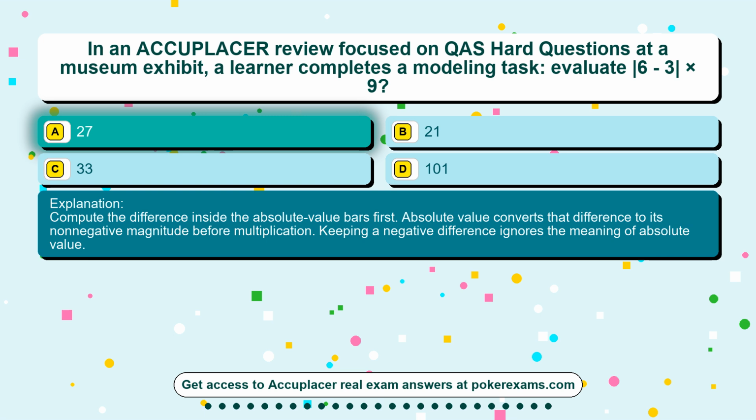Compute the difference inside the absolute value bars first. Absolute value converts that difference to its non-negative magnitude before multiplication. Keeping a negative difference ignores the meaning of absolute value.